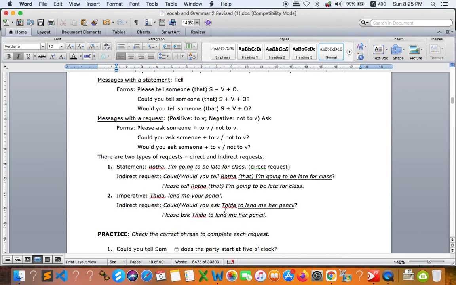All right, so that you don't get confused with these forms. Would you ask Tida to lend me her pencil? So Tida is "her" right here. Why "her"? It is Tida's pencil, but we don't want to say Tida's pencil right here, so we just say "her pencil." And because it is about could and would, we use a question mark. However, "Please ask Tida to lend me her pencil." Because we use please, there is no question mark right here. It's only a full stop.